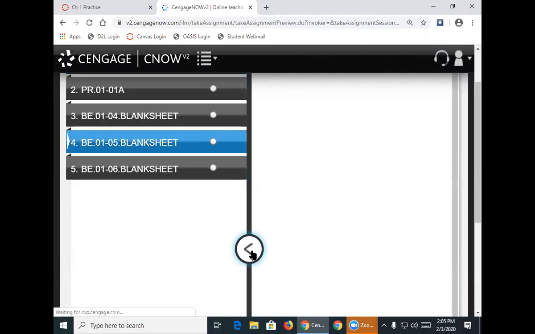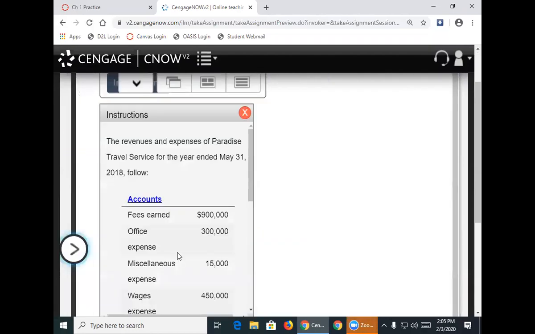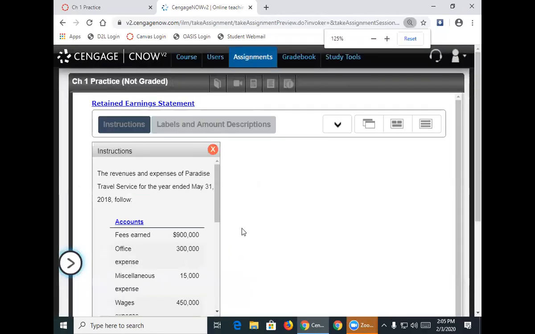Okay, so we would have been on number 4. I'm going to do it like we don't already have net income calculated. That way it'll be like you do on your homework.